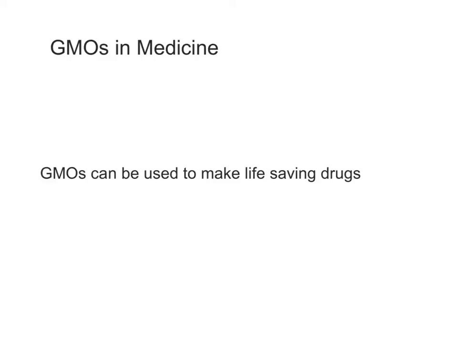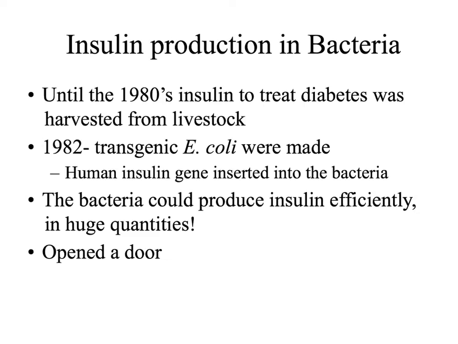A second field that GMOs have become prominent in is medicine. GMOs can often be used to make life-saving drugs or products. Diabetes is a common disease in the United States. In diabetes, the body cannot produce insulin, a hormone that helps break down and store blood sugar. Complications from diabetes can include vascular disease, kidney damage, and nerve damage.